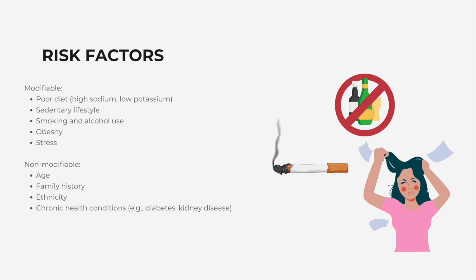Risk factors for high blood pressure include both modifiable risk factors and some non-modifiable risk factors. So when we look at the modifiable ones, it comes to poor diet, so a diet that's high in sodium, low in potassium, a sedentary lifestyle, so a lack of exercise or physical activity, smoking and alcohol use, obesity, and stress. When we look at the non-modifiable risk factors, these include age, your family history of hypertension, your ethnicity, as certain ethnicities are posed to a higher risk, and other chronic health conditions, for example, diabetes or potentially kidney disease as well.